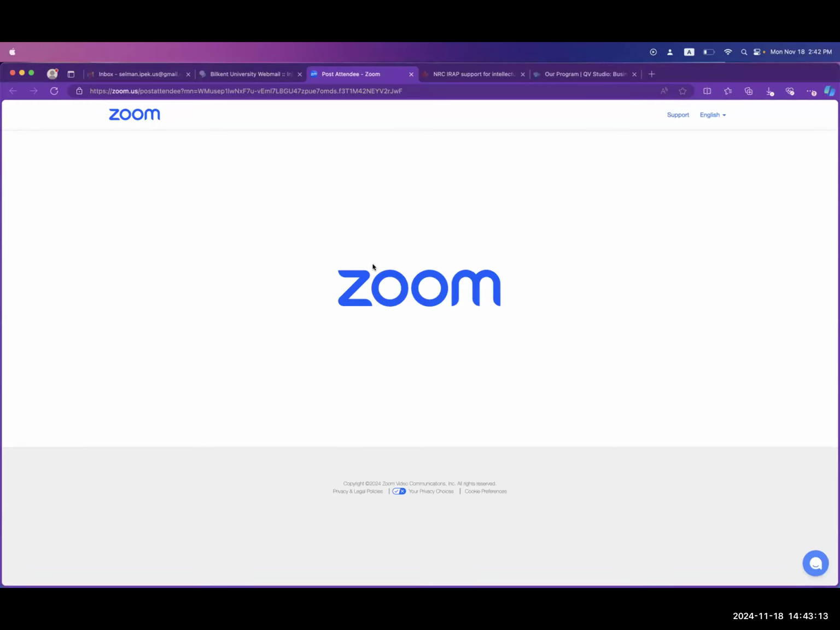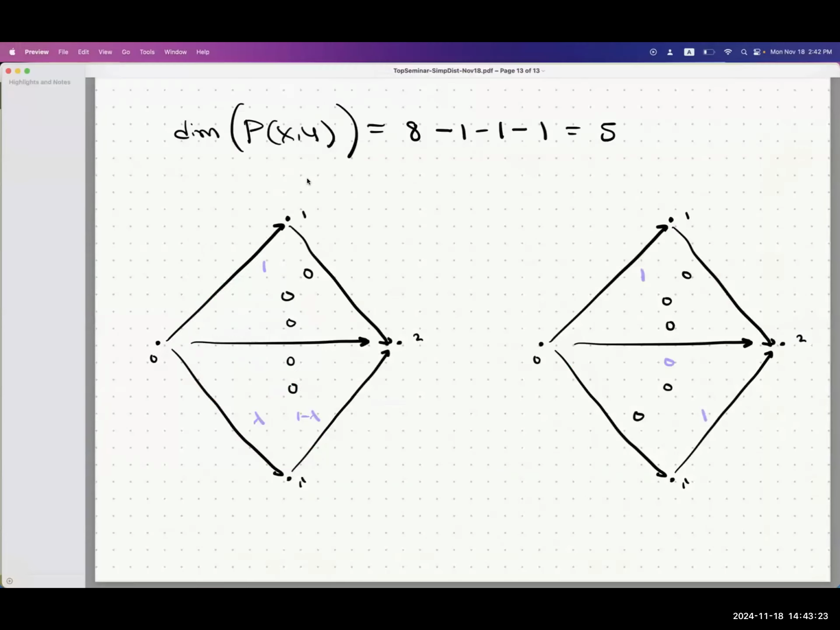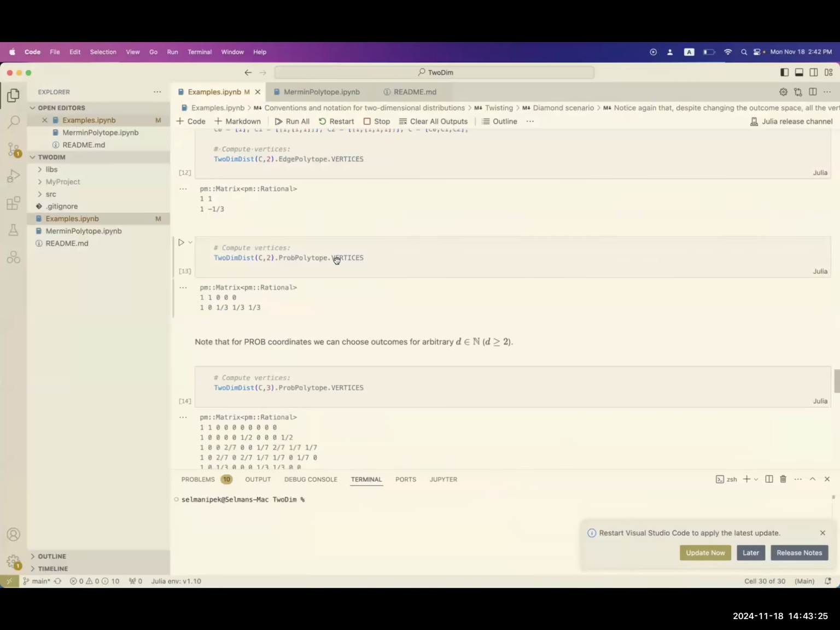Can you see the new page or do I have to? Yeah, we see your browser. Okay.